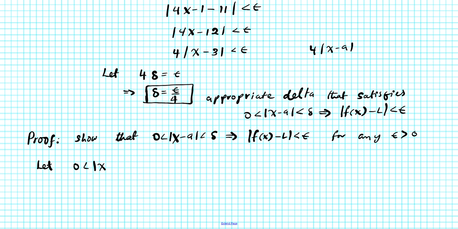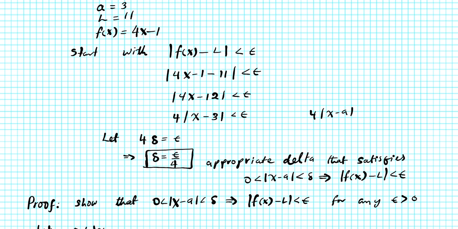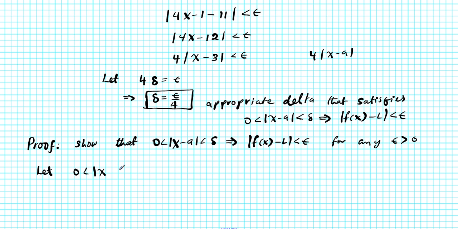A in this case is going to be 3. Let |x - 3| be less than delta for some epsilon greater than 0. Now, can we show that this implies that |f(x) - L| is less than epsilon? That's the goal. If we can show that, then we're good.